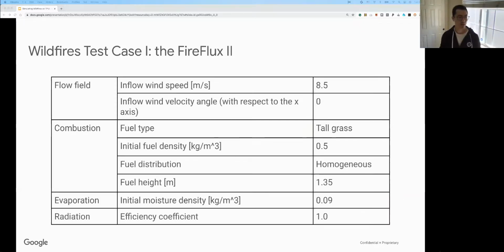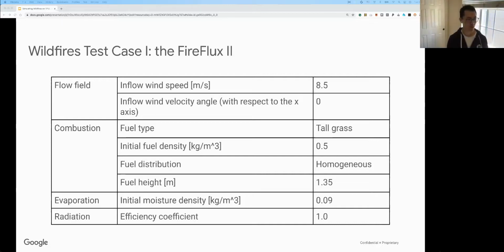So here, this table gives a summary of the physical conditions in our simulation, and also this is the base condition for the experiments. In the experiments, we found that the inflow wind speed is around 8.5 meters per second. This is towards the higher end of typical wildfires. The inflow wind angle is found to be perpendicular to the line of ignition in the original setup.